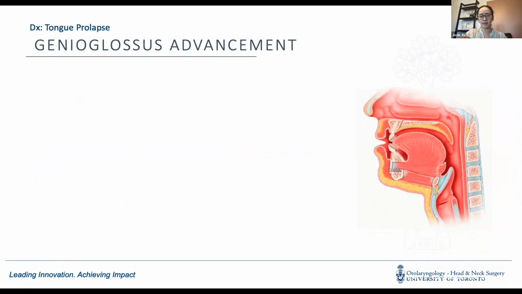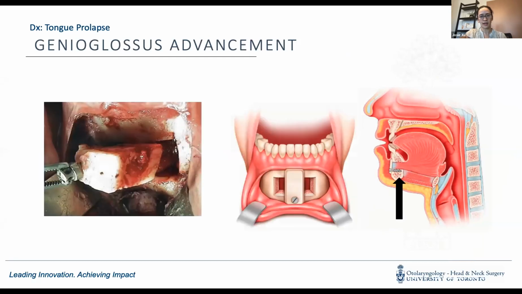Genioglossus advancement is an interesting procedure where we try to capture the genial tubercle, where the belly of the genioglossus muscle, which is the main component of the tongue, is attached, and we bring this genial tubercle forward to bring the base of tongue anterior as well to create more space.